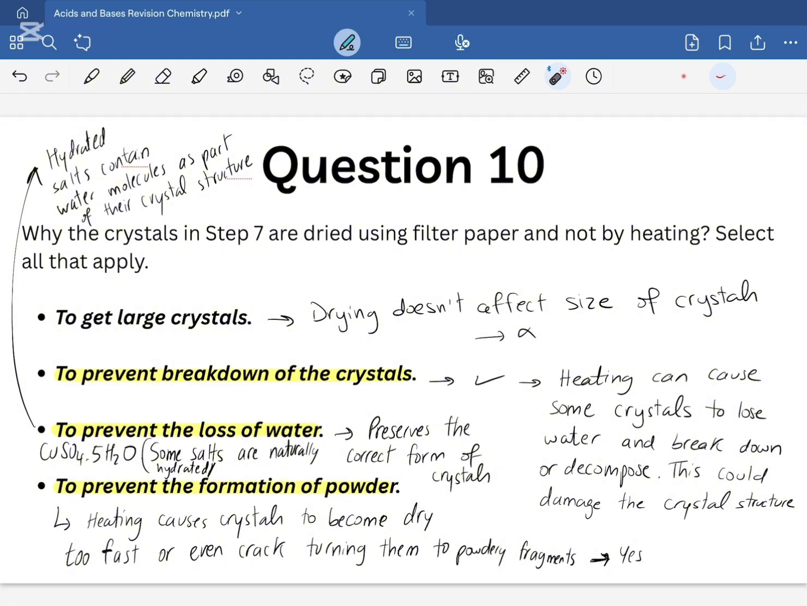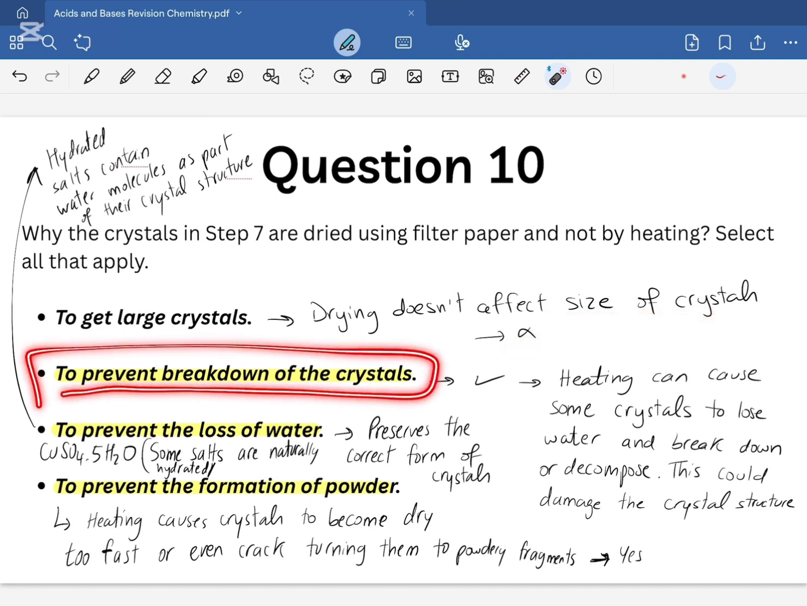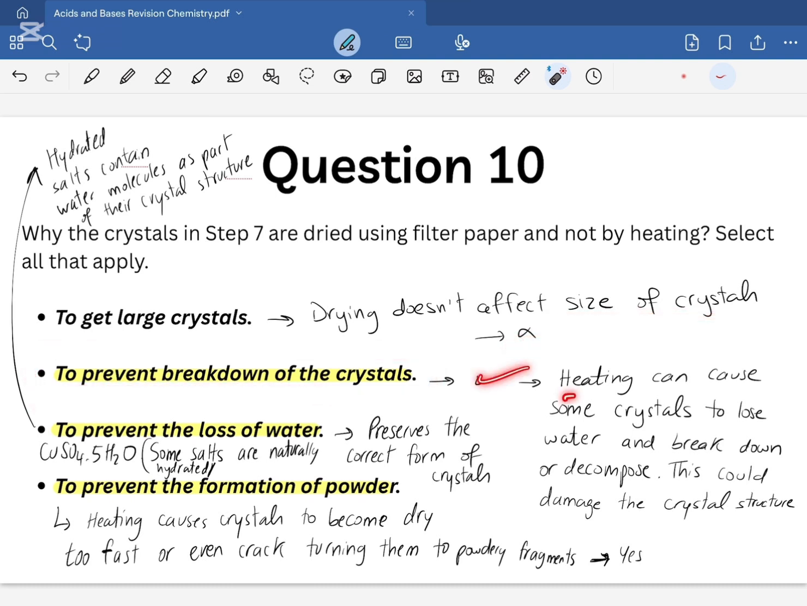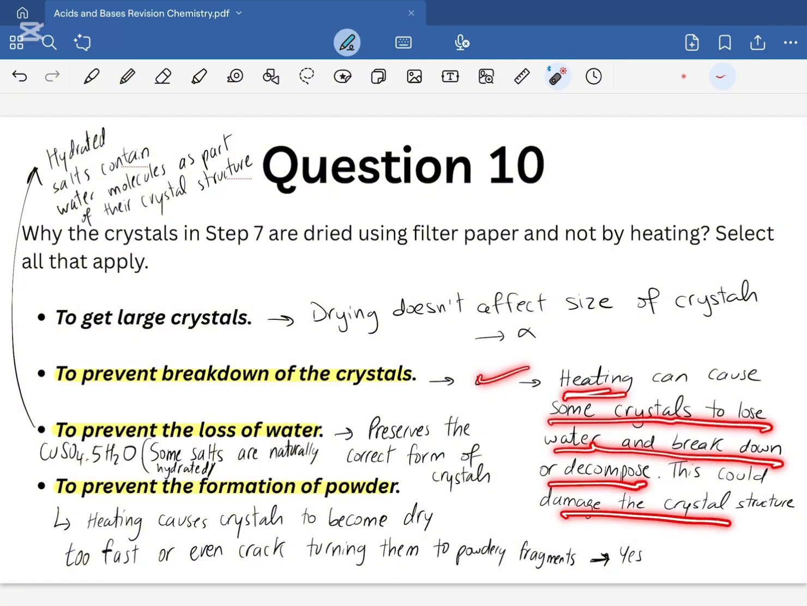So the first option was to get large crystals. Now we need to know that drying the crystal doesn't affect the size of the crystal, so this is wrong. To prevent the breakdown of the crystals, this is correct, as heating can cause some crystals to lose water and break down or decompose. This could damage the crystal structure, especially when we're talking about the hydrated salts.